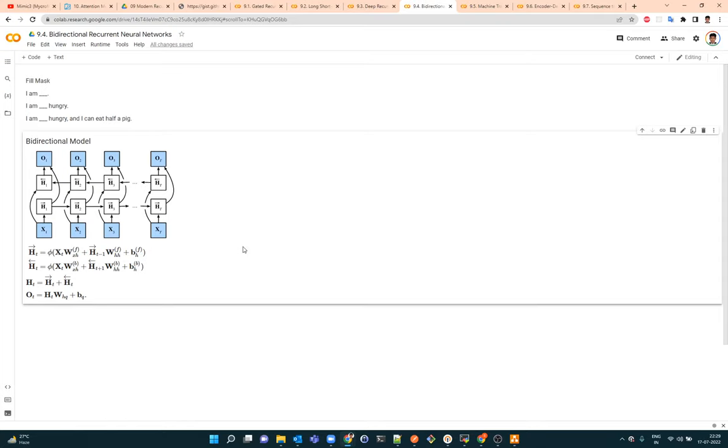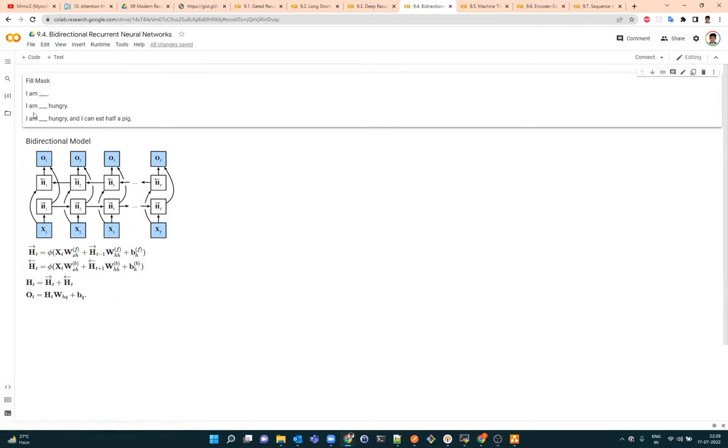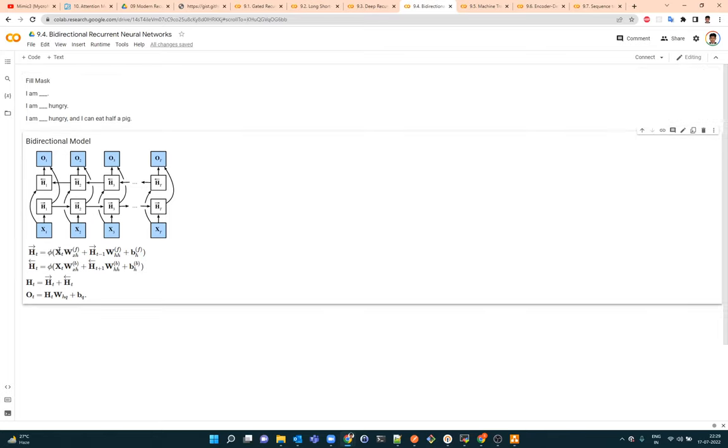So far we have seen unidirectional RNNs. Sometimes we could be dealing with a problem like fill mask, where the blank could be anything. So we cannot just have one direction. We have to look both ways. For that, we use bidirectional models, and the mathematics of that is slightly different.